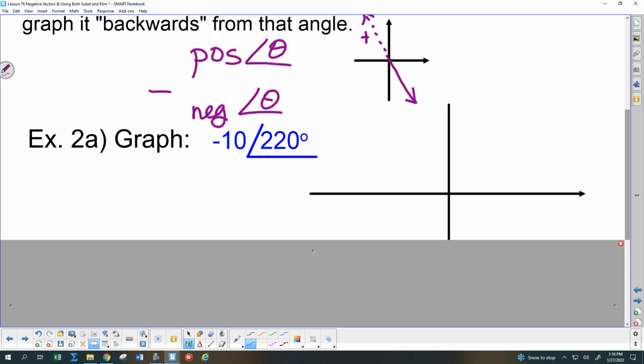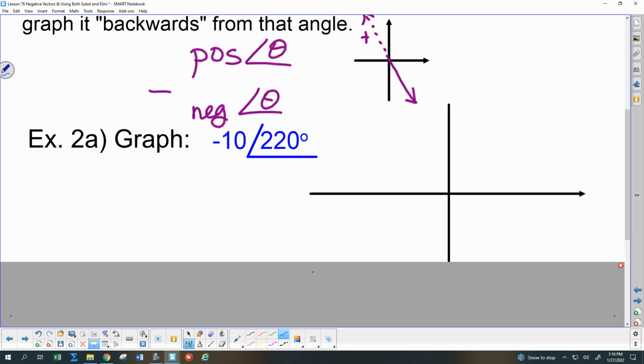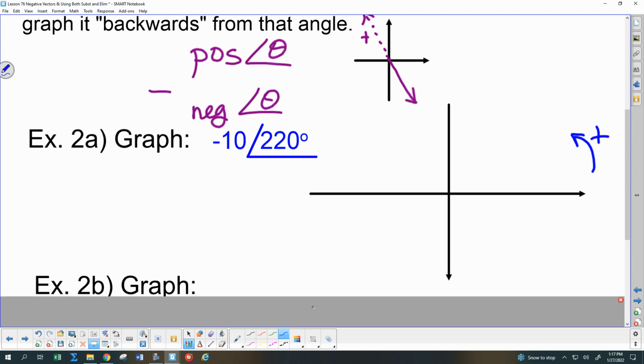So first, if I wanted to graph negative 10 at 220, that one has a positive angle, so I need to go in the positive angle direction until I get to 220. So 90, 180, need to keep going a little bit, so about like that. And how many degrees would this angle have been right there, if I'm at 220? Kaylee? So everybody good with that's 40? 180 plus 40 more to get to the 220.